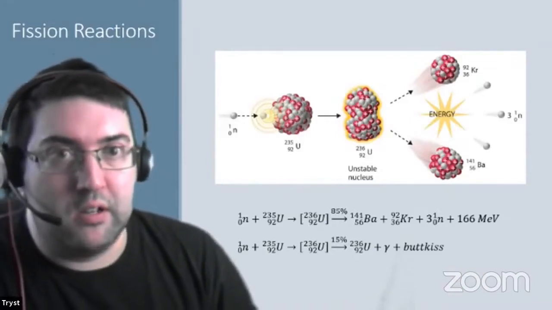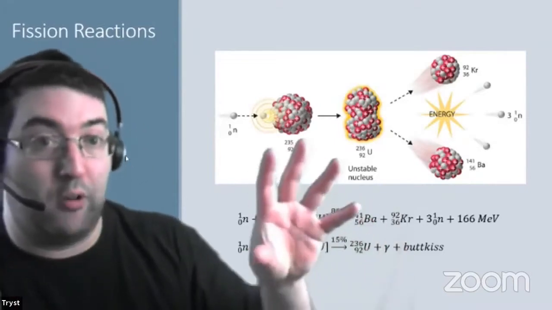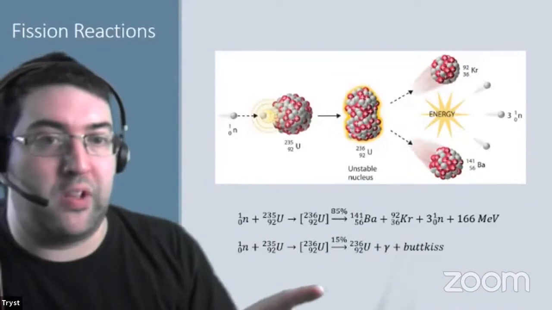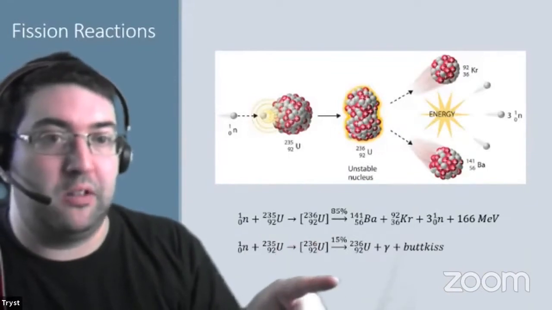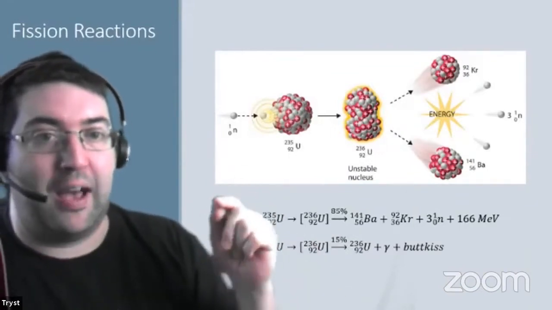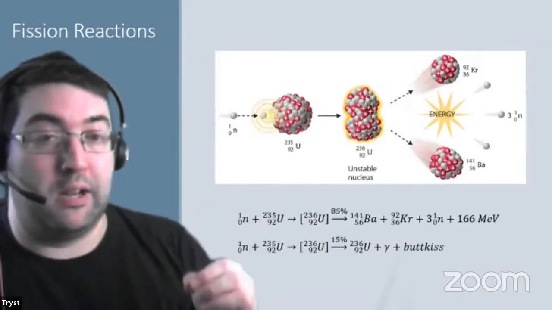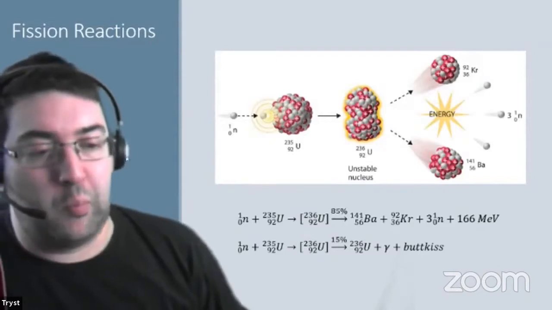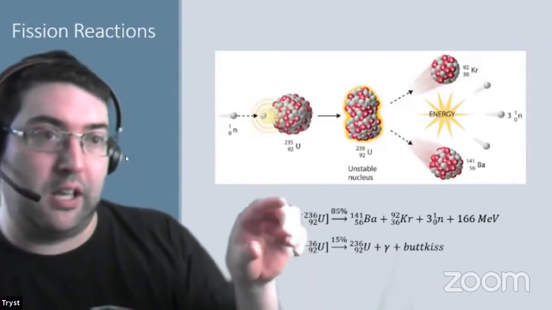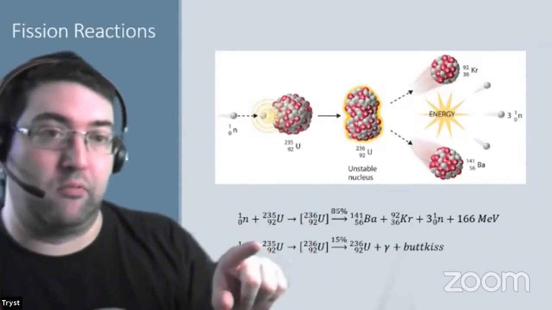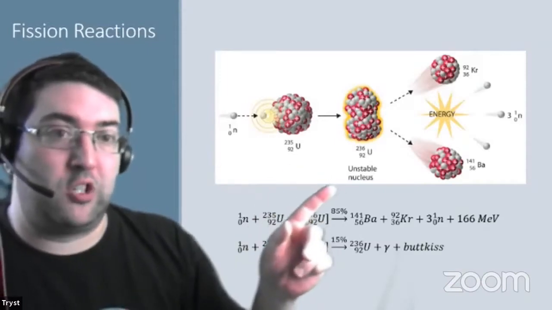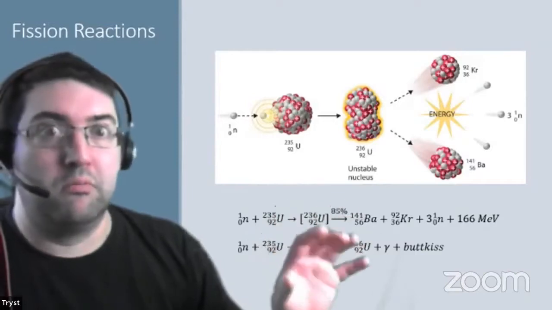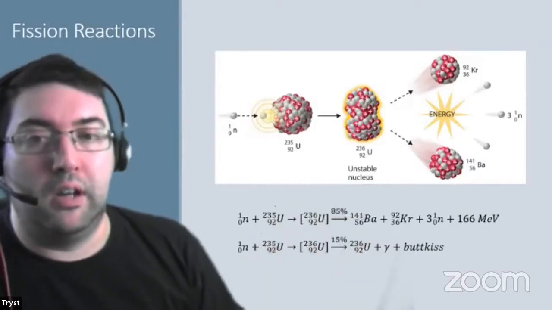Although in this picture we've got 3 neutrons being given off, that only happens 85% of the time. 15% of the time, at the bottom, the uranium will capture that neutron and become uranium-236, and doesn't do anything. So because of that 15%, the average number of neutrons being released due to a fission reaction from uranium is actually 2.4.